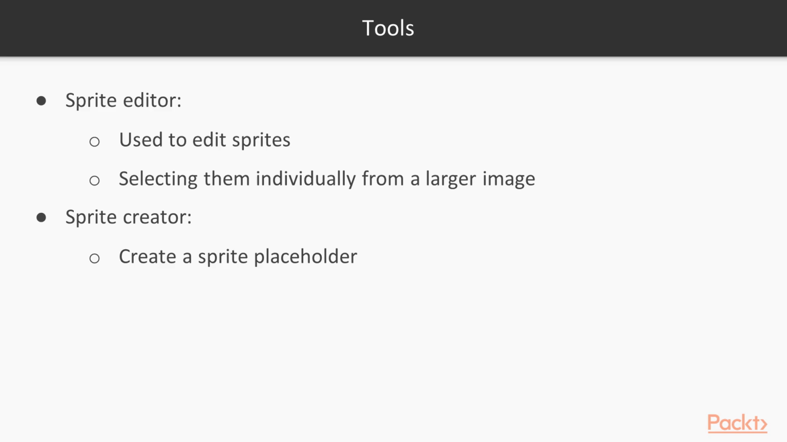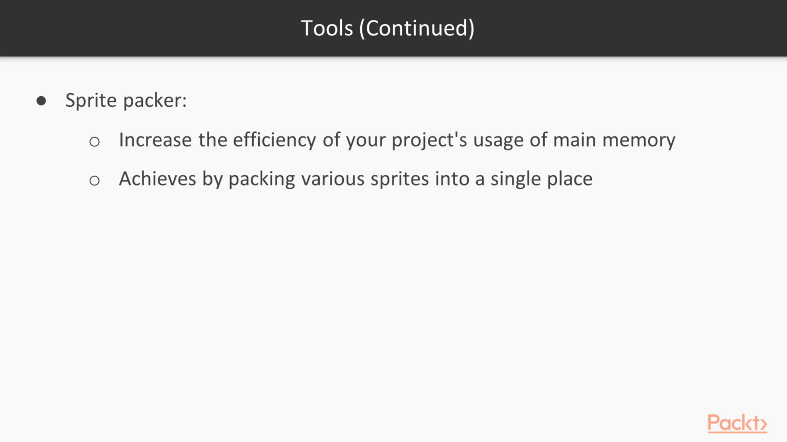Sprite Creator. This is used to create a sprite placeholder. This is useful if you do not have any sprites to use but want to continue implementing the functionality of a game. Sprite Packer. This is used to increase the efficiency of your project's usage of main memory. It achieves this by packing various sprites into a single place using the packing tag attribute.